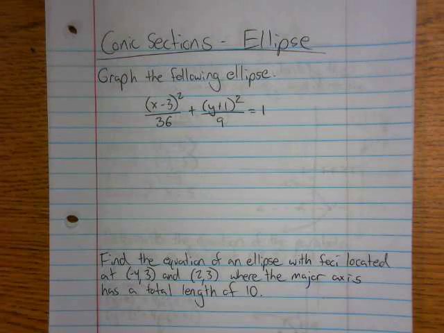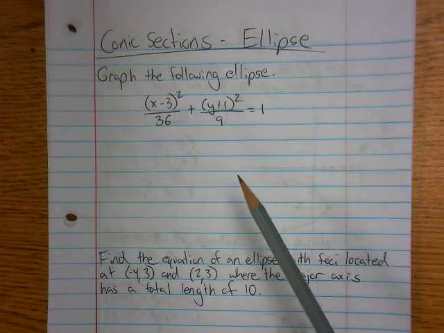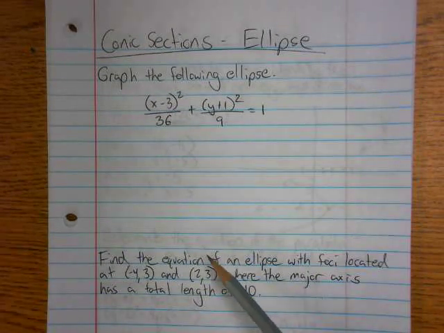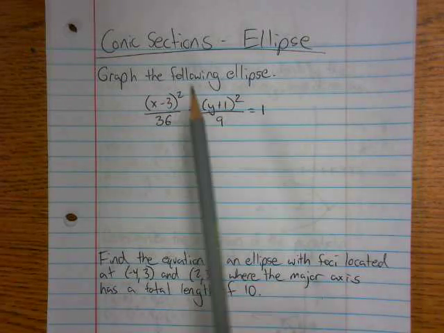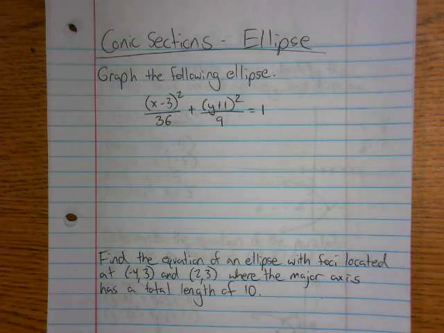Alright, so in this video I'm going to talk about the conic section, the ellipse, and we're going to take an equation and graph it. We're also going to take the characteristics of an ellipse and write the equation. So let's take a look at the first one. It says graph the following ellipse, and it gives us this equation for an ellipse right here.